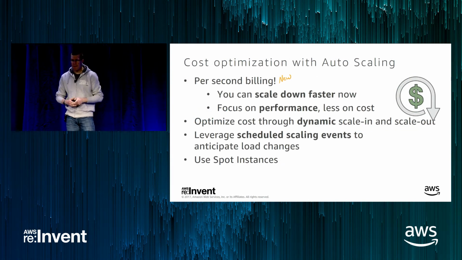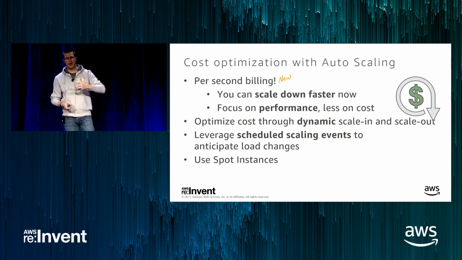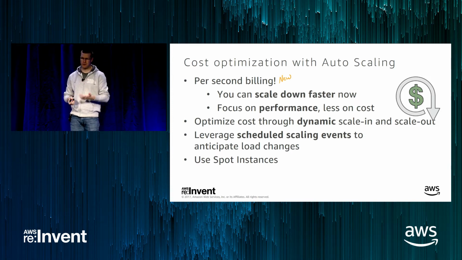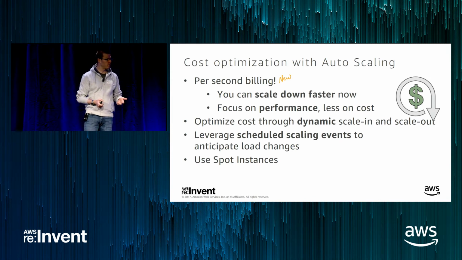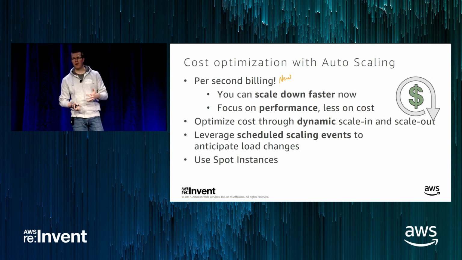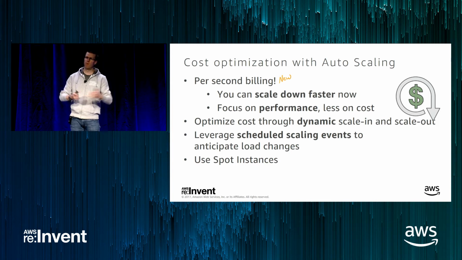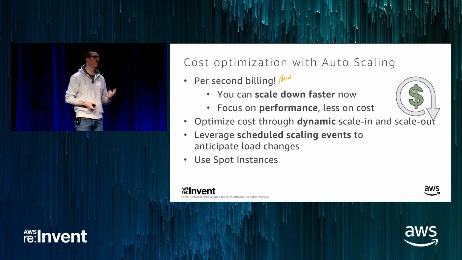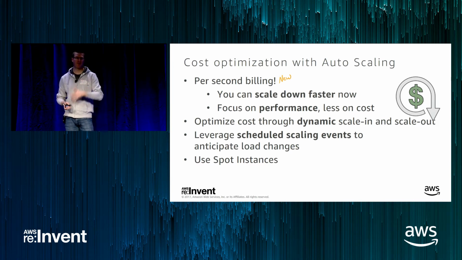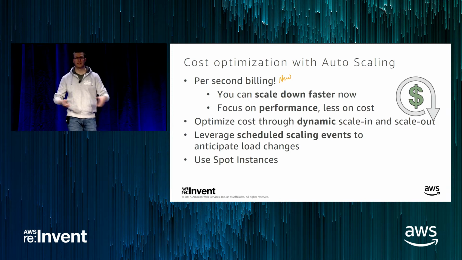So, kind of a wrap up. Why can you actually save money when you're autoscaling? On the one hand, there is optimized cost through dynamic scale in and scale out, because autoscaling is capable of triggering based on the CloudWatch metrics if you need more or fewer instances. So you can just say something like, hey, if my CPU goes above 50%, then scale out. If it goes below 30%, then scale in.